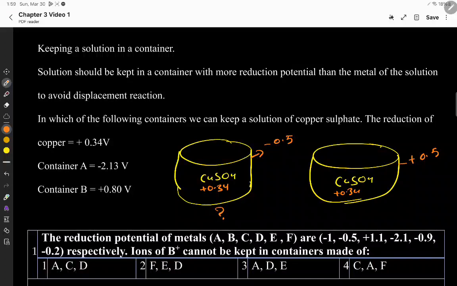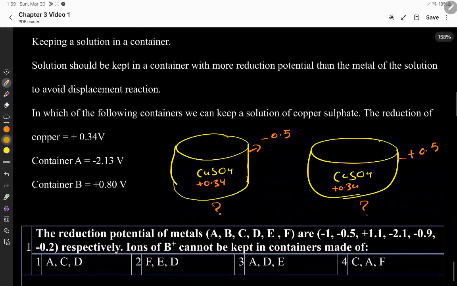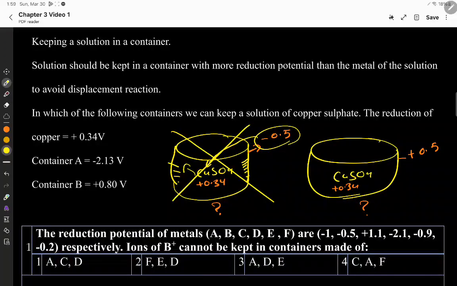Can we keep the solution of copper sulfate in this container? How do we say yes or no, we can or we cannot? We determine this by the reactivity of the metal of the container. This metal's reduction potential is negative 0.5, so it is more reactive than copper. It will displace copper and kick it from the solution. So the container will dissolve into the solution, and the solution will change from copper sulfate to the ion of the container metal. In this case, we cannot keep copper sulfate in this container.